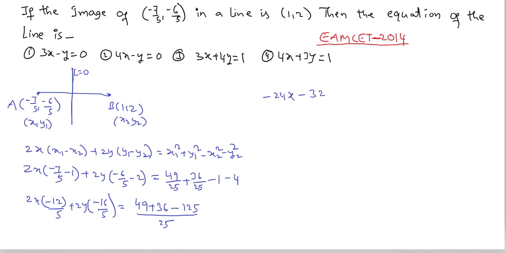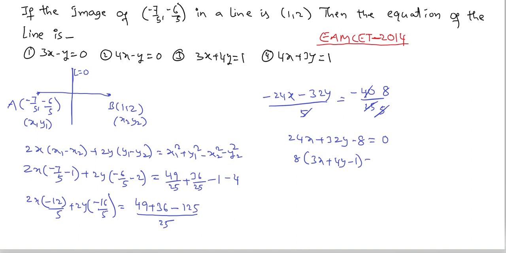minus 32y by 5 equal to 49 plus 36, 85 minus 125, minus 40 by 25. Here the 5 times cancel, equal to 24x plus 32y minus 8 is equal to 0. Take 8 common, that is 3x plus 4y minus 1 is equal to 0. So the answer is 3x plus 4y minus 1 equal to 0. The third option is the answer.